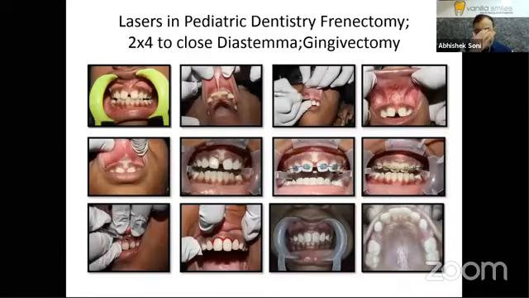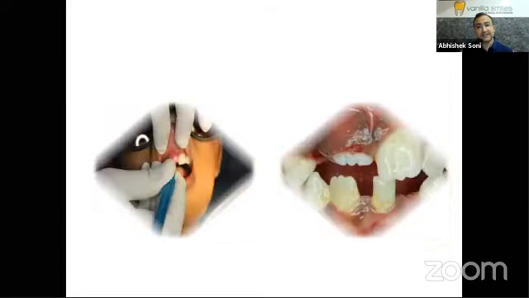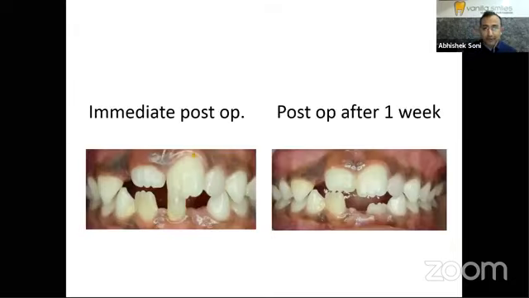This was a case wherein we did a maxillary labial frenectomy followed by 2x4 appliances. Another case where the 1-1 was not able to erupt. We did some lancing with a diode laser. That's immediate post-op, and within 24 hours the tooth had already erupted, and that's the photo for post-op at 1 week.